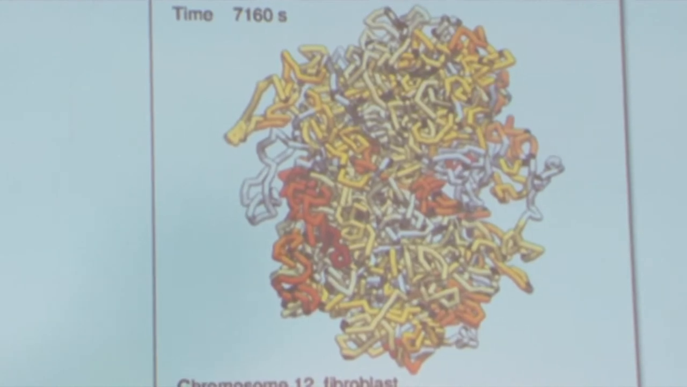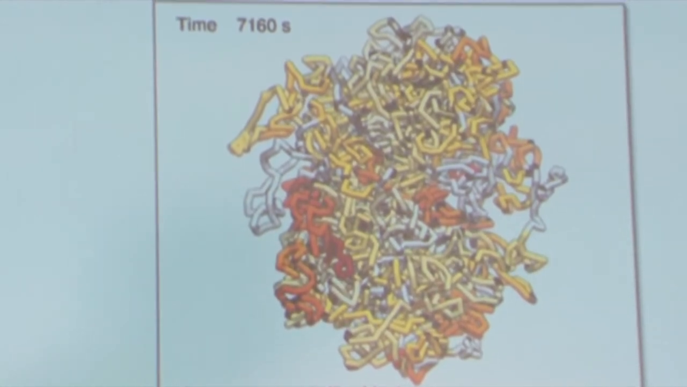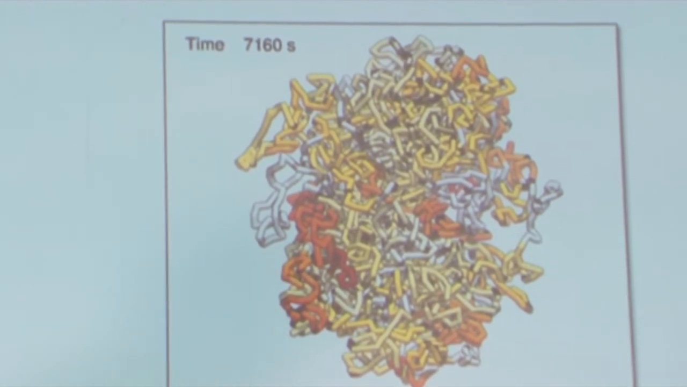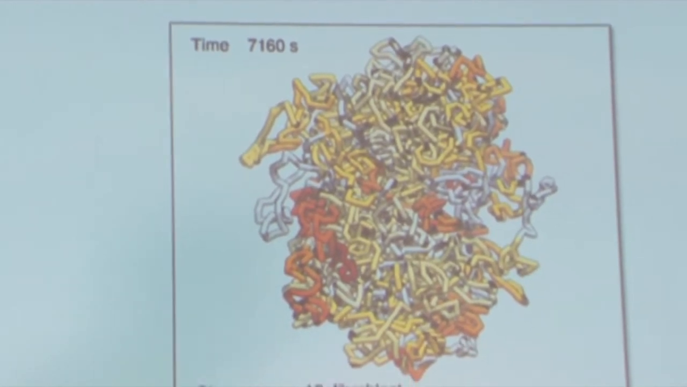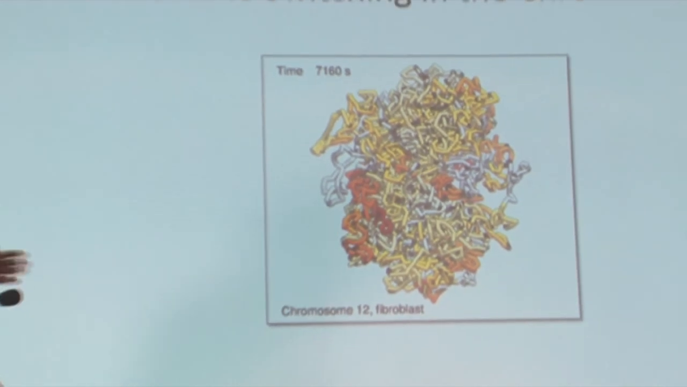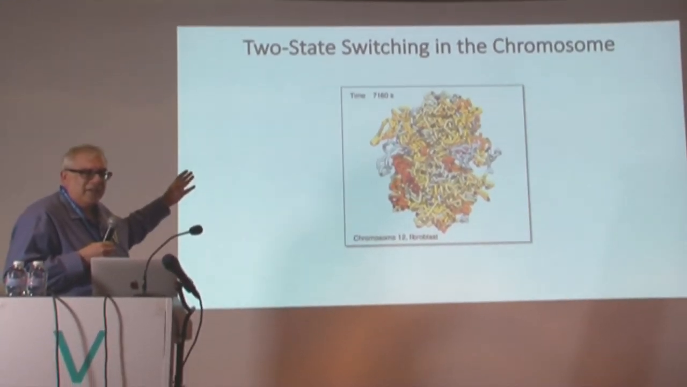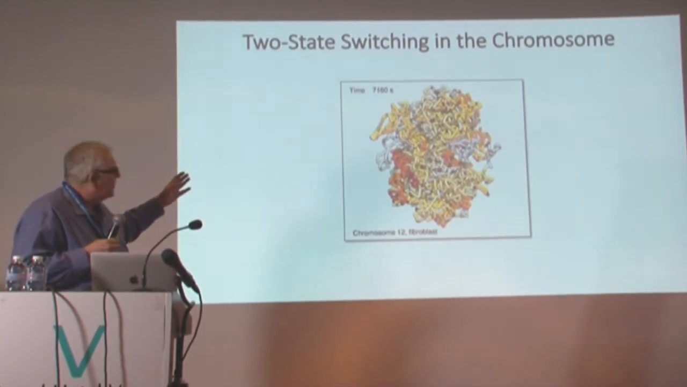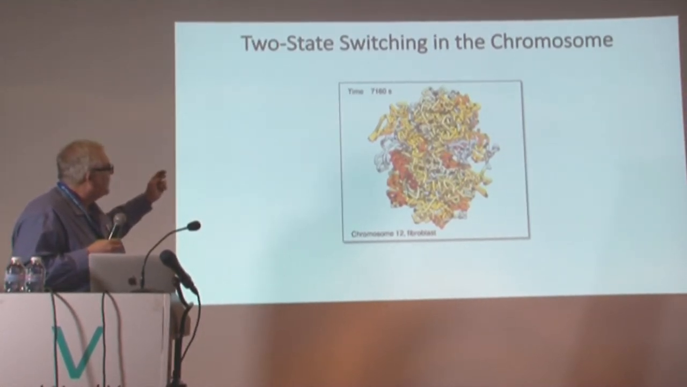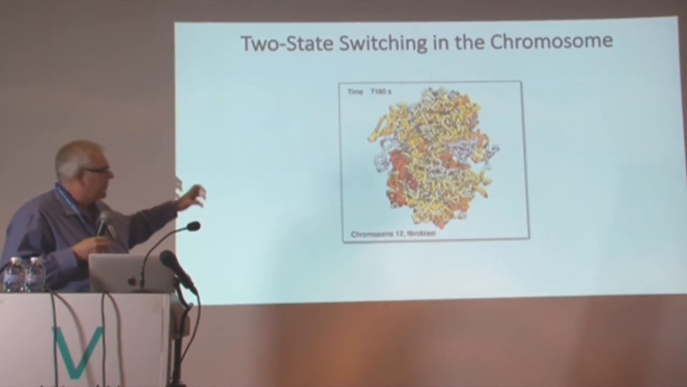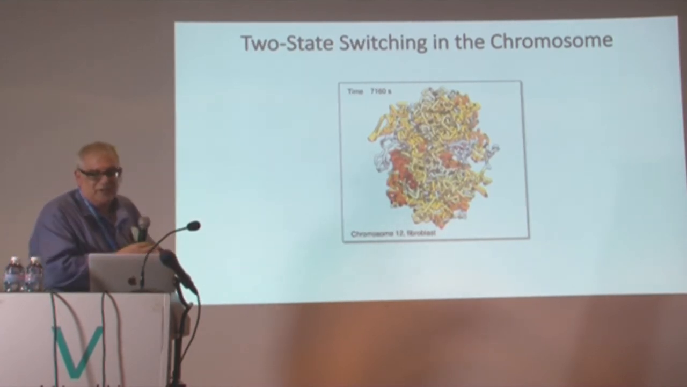What's shown here is a movie where things are being colored by whether they are in the high Q basin or the low Q basin. And you can see that over the period of 7,000 seconds, which is 2 hours, you actually have rather slow fluctuations of these local regions.